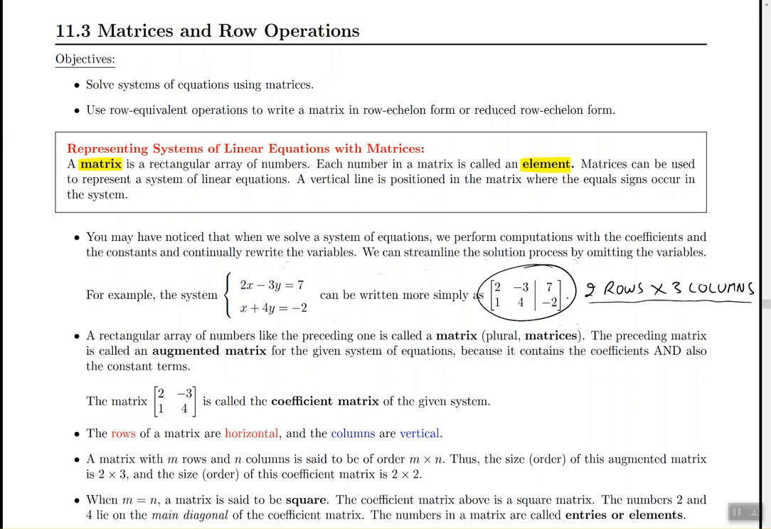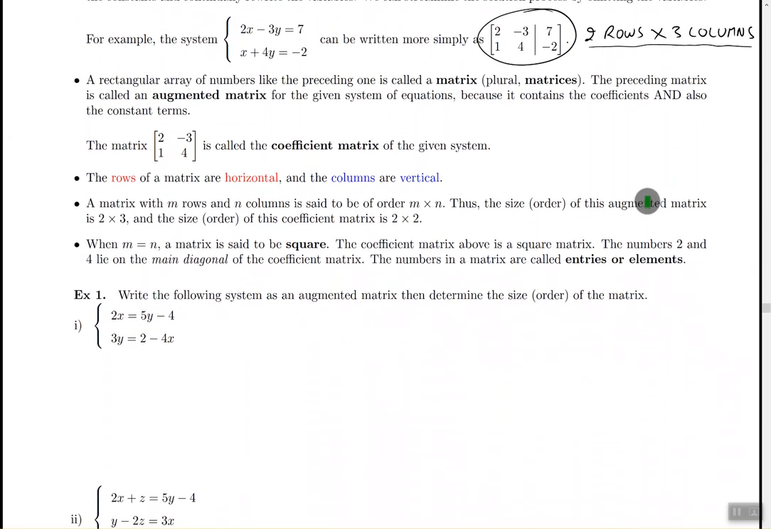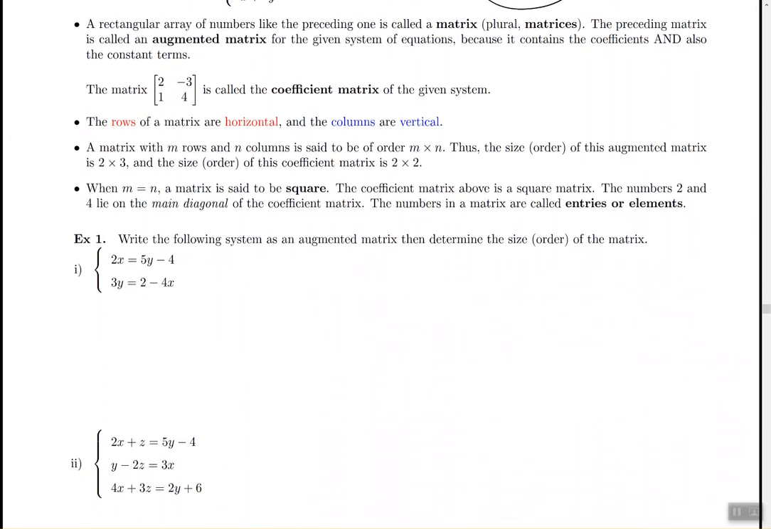This whole thing is called an augmented matrix. The word augmented just means that your matrix has the coefficients and the numbers after the equal all written down. If I write just the coefficients, then I will call it the coefficient matrix. Together, coefficients and equals are going to be called an augmented matrix. So let's start by seeing if we can write some problems as a matrix.